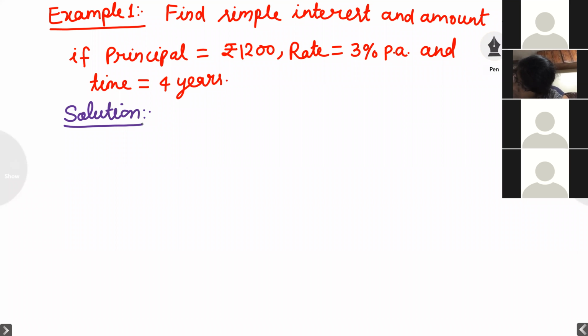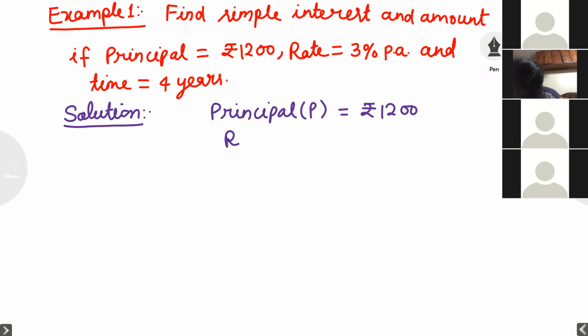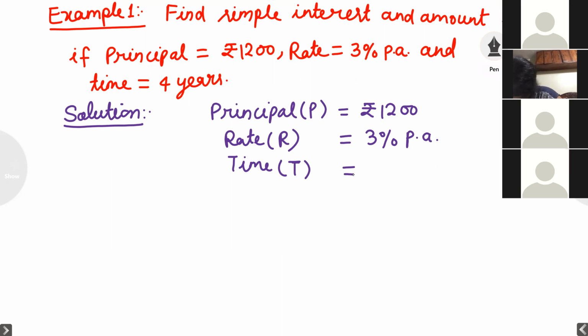In this question, firstly, he has given principal. Principal P is equal to 1200 rupees. Rate is equal to 3% per annum. Per annum means per year. Time T is equal to 4 years.